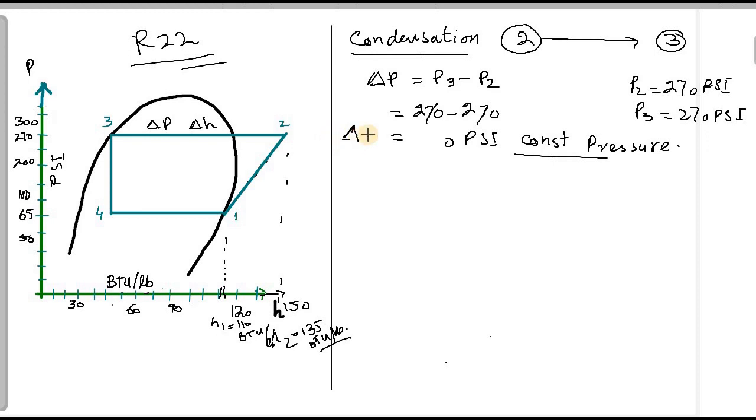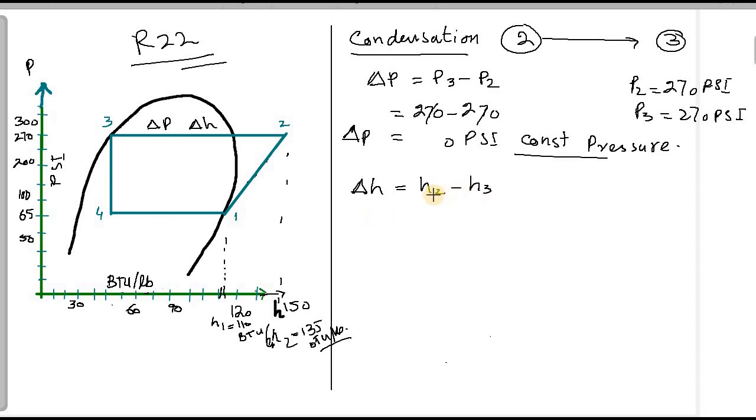And that will be our delta P in condensation. Now, what will be delta H in condensation? So delta H will be equal to H2 minus H3.